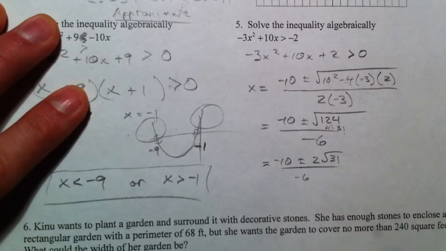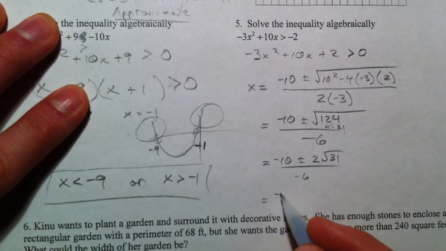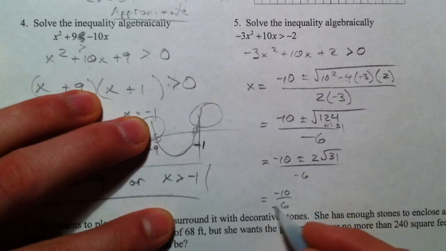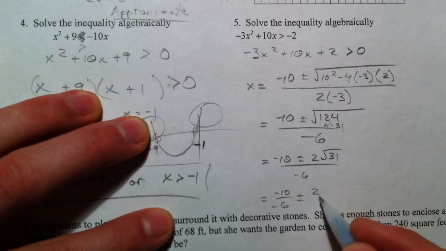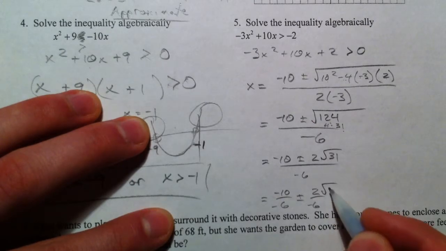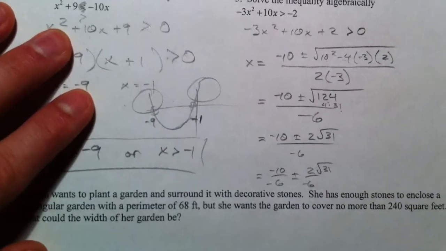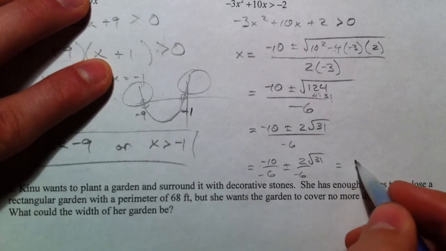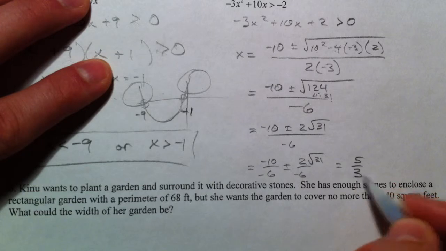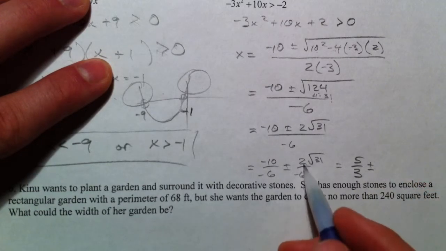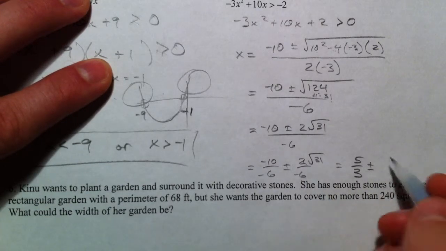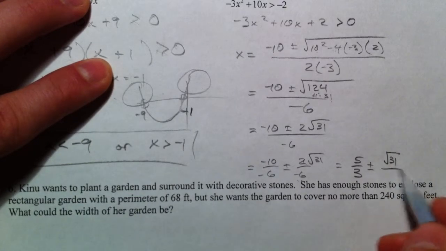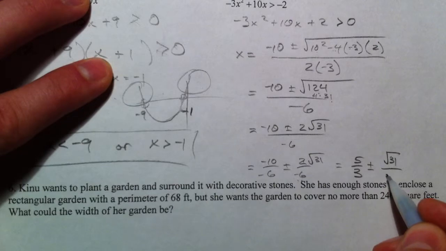And I'm going to split this up: negative 10 over negative 6 plus or minus 2 over negative 6 root 31. And so what we can do is reduce this to 5 over 3, and the 2 over 6 reduces to 1/3. Now, there was a negative 6 in the bottom, and so I could write negative 3.